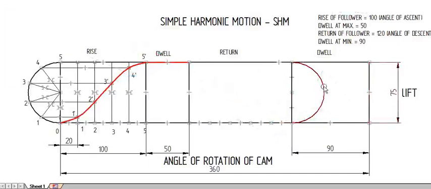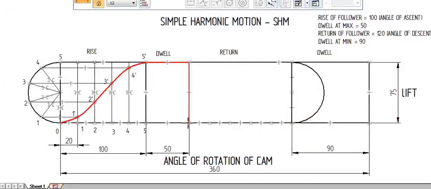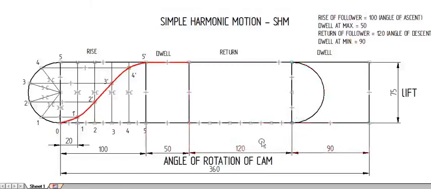So I constructed the semicircle. Now the angle turn during the return is 120 degrees. We have to divide this 120 degrees into n equal parts. So it is possible to divide into 6, and we get 20 degrees in each section.